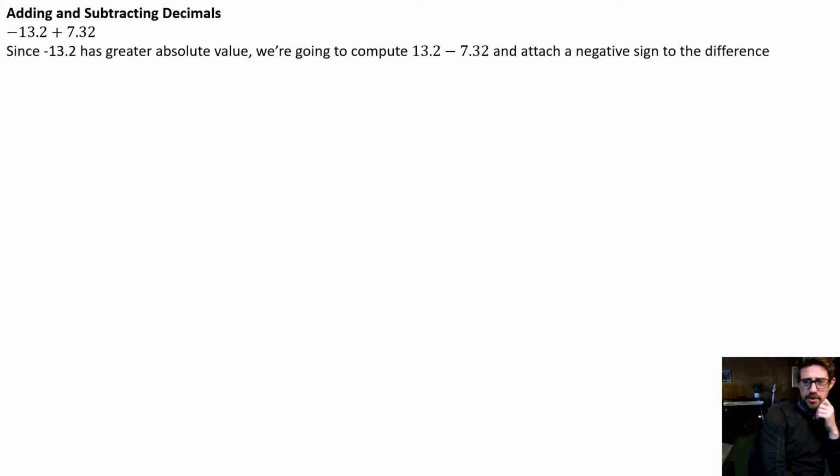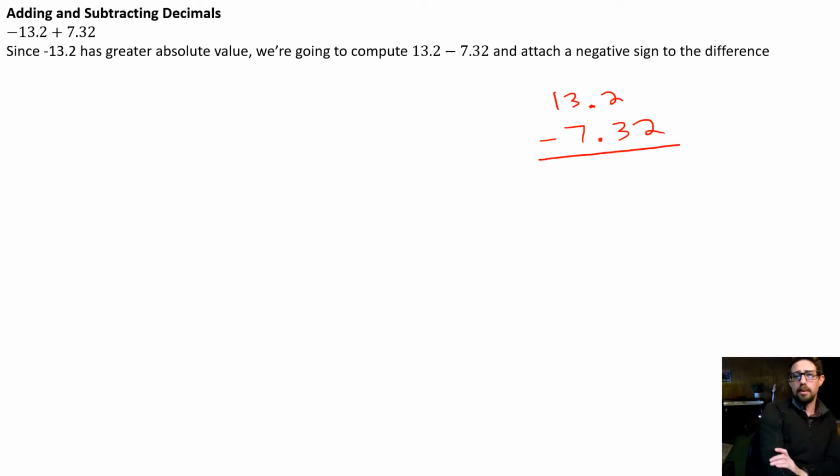All right, so let's do it. So we're going to do 13.2 minus 7.32. First big principle we have to remember here is to line up the decimal places. You obviously put the numbers subtracting down here. And the second big principle to remember is that we have to have the same amount of digits. So if we don't already have the same amount of digits after the decimal place, we just make it so by filling in zeros. Okay, so here we go.